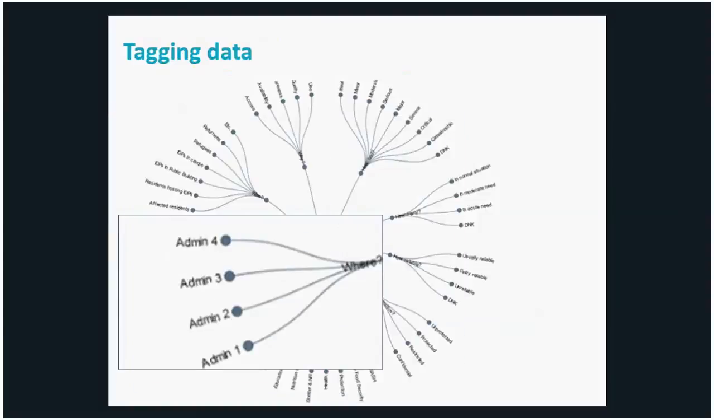This is another close-up of a geographical area. And if you tag it with the name of the area and also the place code, if you want to put it on a map, it will be easy to look up all the data from one area.